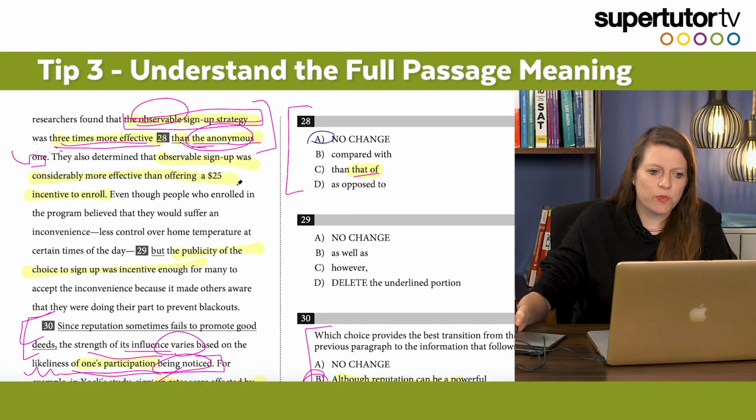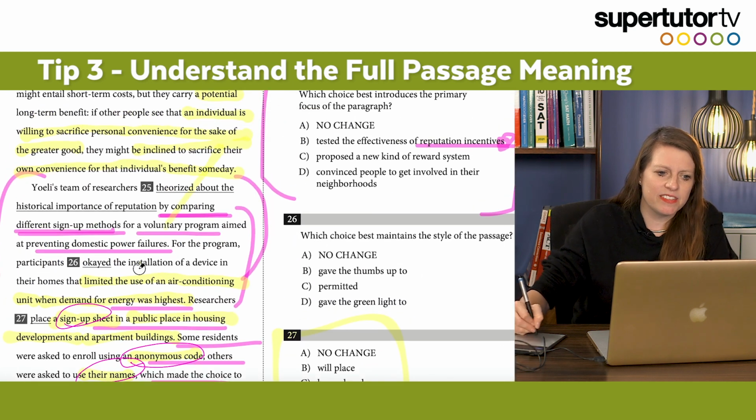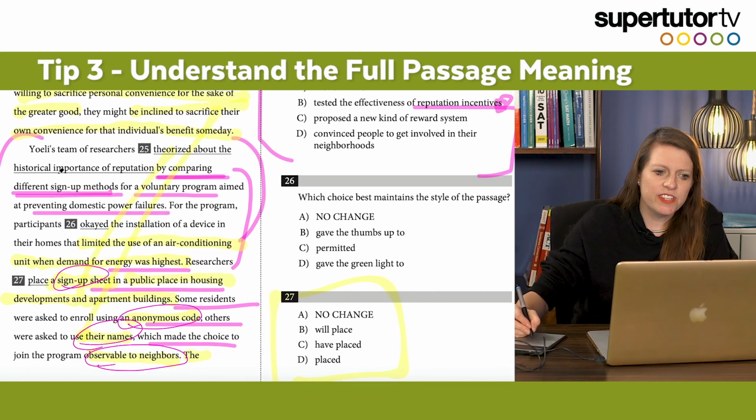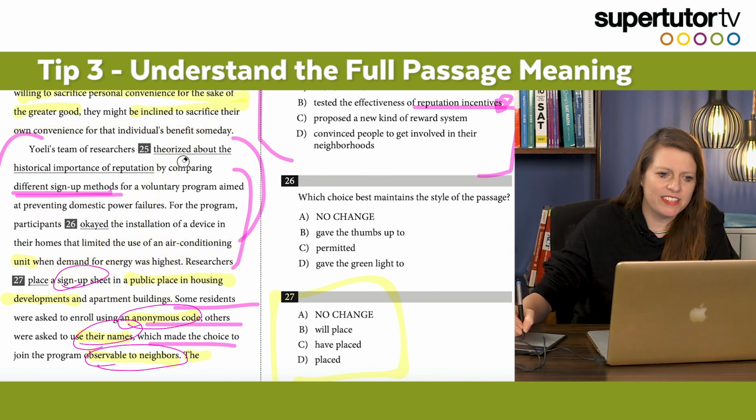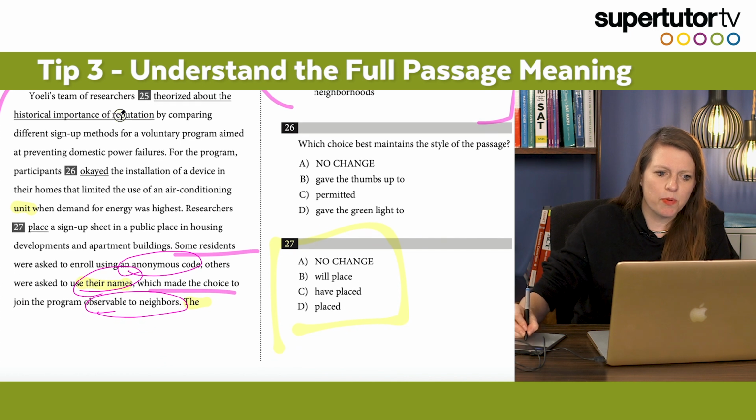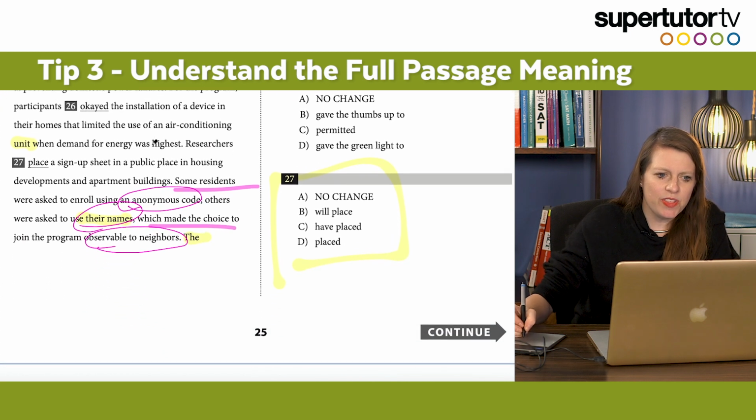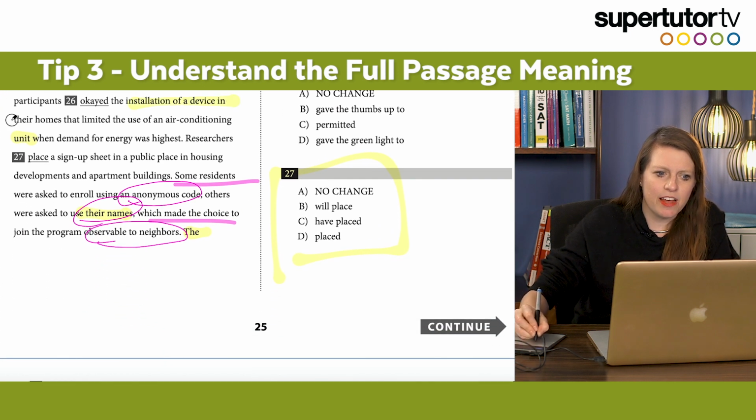So the first thing I want to do is orient myself. And if I orient myself, I'm just going to summarize this for you guys: there's this team of researchers, which is Yoeli's team. And they set up this experiment to see the importance of reputation. To do that, they had an installation of a device that limited the use of air conditioning in people's domestic residences, and the researchers placed a sign-up sheet in a public place in housing developments and apartment buildings.